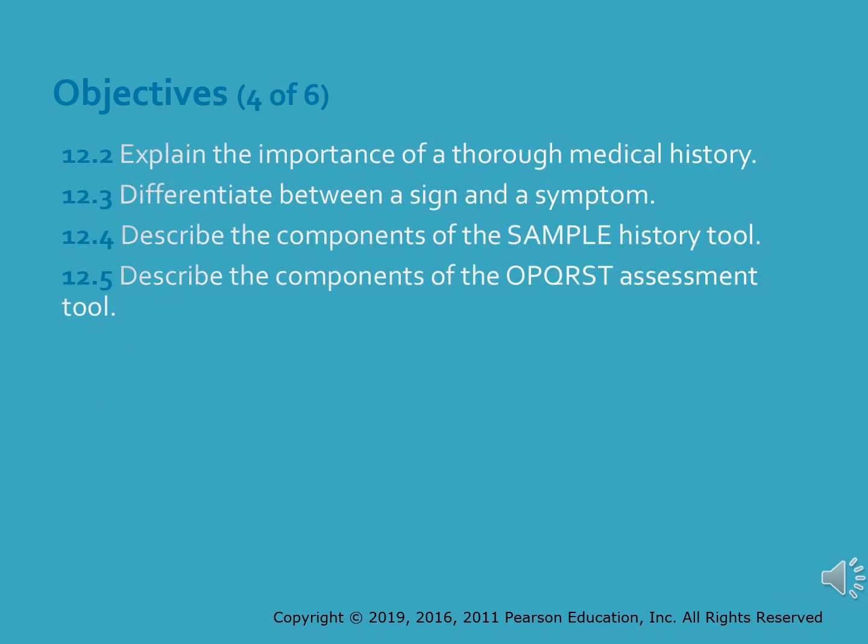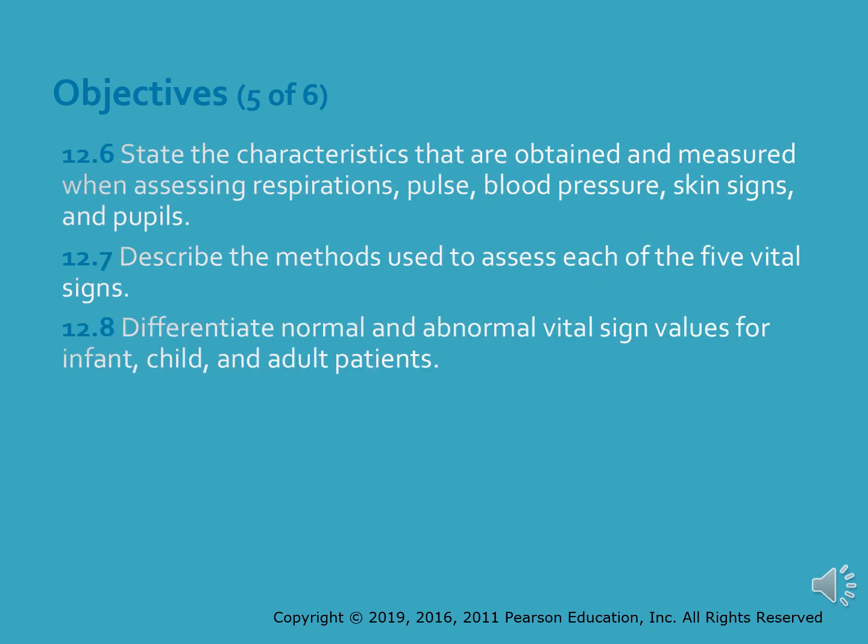You will be able to explain the importance of a thorough medical history, differentiate between a sign and a symptom, describe the components of the SAMPLE history tool, and describe the components of the OPQRST assessment tool. You'll be able to state the characteristics that are obtained and measured when assessing respirations, pulse, blood pressure, skin signs, and pupils. You'll be able to describe the methods used to assess each of the 5 vital signs, and differentiate between normal and abnormal vital sign values for infant, child, and adult patients.